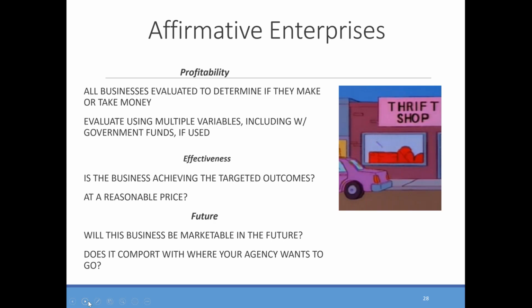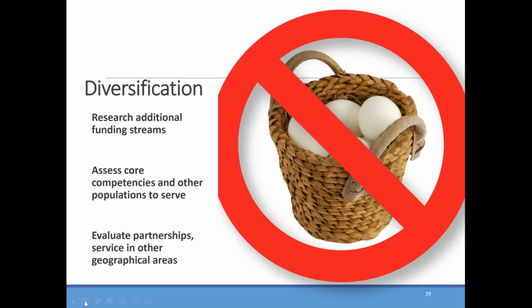We can't afford to do those kinds of things anymore. That is just not a good use of our resources. One thing that I think is very important for folks to think about, too, is the whole concept of diversification. If you've got all your eggs in one basket, as this illustration shows, that is very risky.